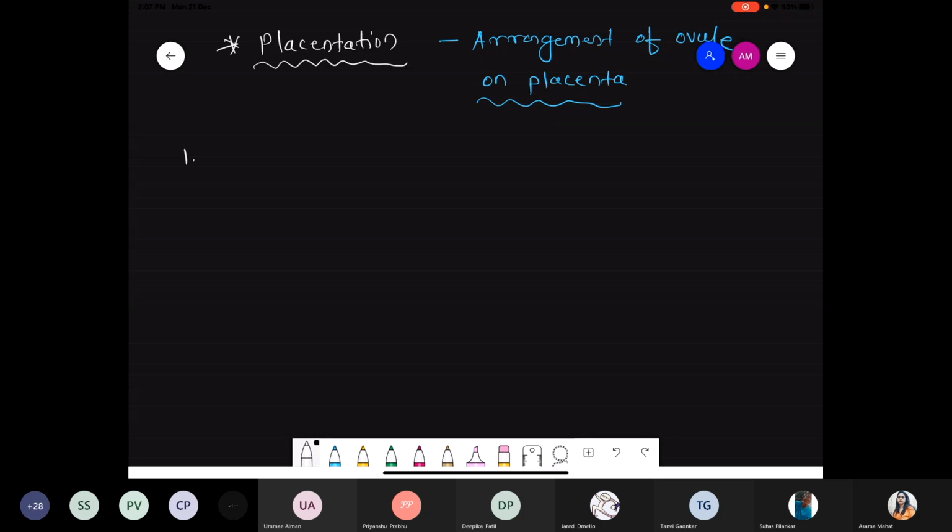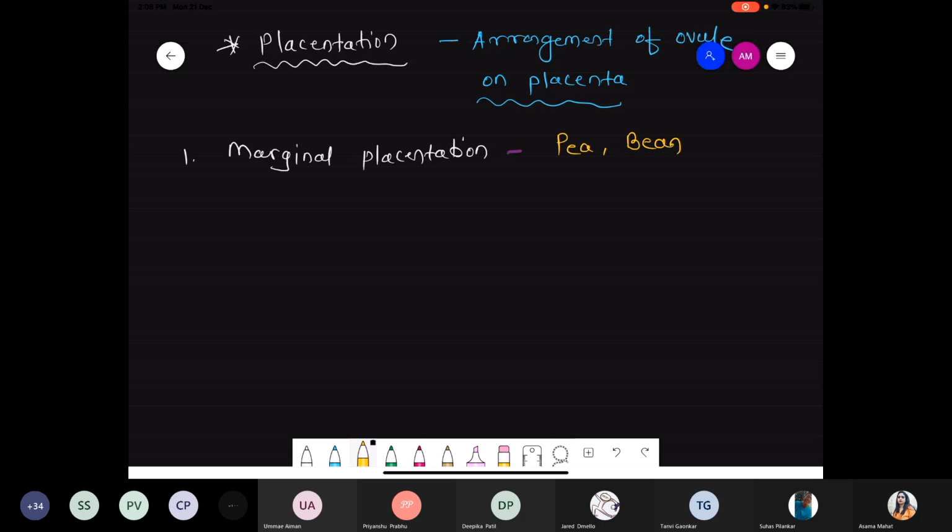First of all, we are talking about the first type under placentation, that is marginal placentation. In case of marginal placentation, the example basically belongs to the Fabaceae family, and in the Fabaceae family two plants are more important, beans and the pea plant, Pisum sativum. So what is the meaning of marginal? Marginal means margin. The placenta attaches to the margin, and on the placenta the ovules get originated.